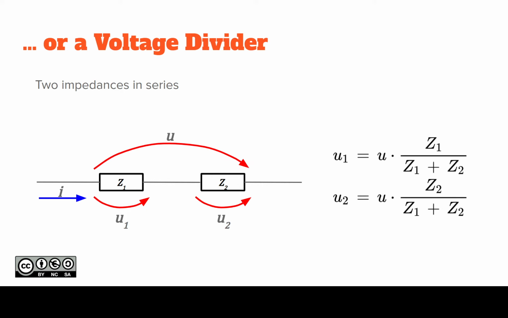Then that same circuit again, it's still a voltage divider. So U1 equals the current times Z1, and the current is actually U divided by Z1 plus Z2, the total impedance. So practically we have the same equations as with the resistors, but now we just have these complex impedances replacing the R, the resistance.